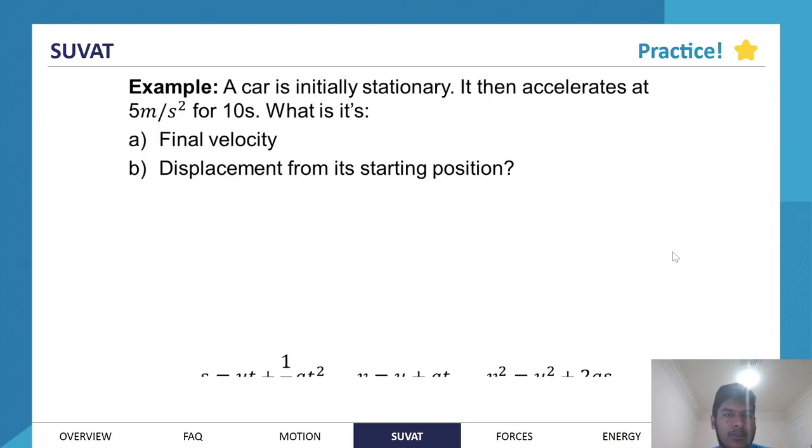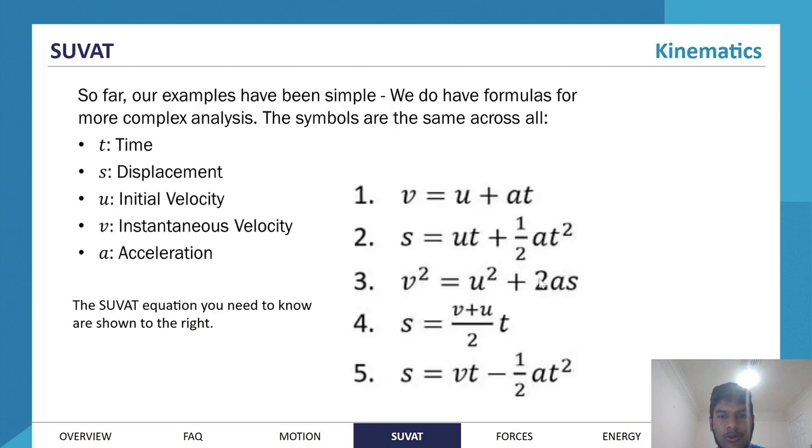Here's an example. A car is initially stationary, then accelerates at 5 meters per second squared for 10 seconds. What's its final velocity? Now, this isn't actually too hard because we know what 5 meters per second squared means. It means 5 meters per second, every second. So after 1 second, it's traveling 5 meters per second. After 2 seconds, it's traveling 10 meters per second. After 3 seconds, it's traveling 15 meters per second, and so on. Sorry, it's traveling 50 meters per second after 10 seconds, which is still fast. But we can use one of these equations to do that.